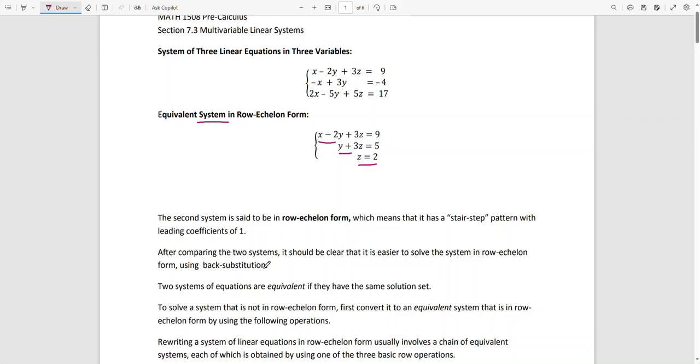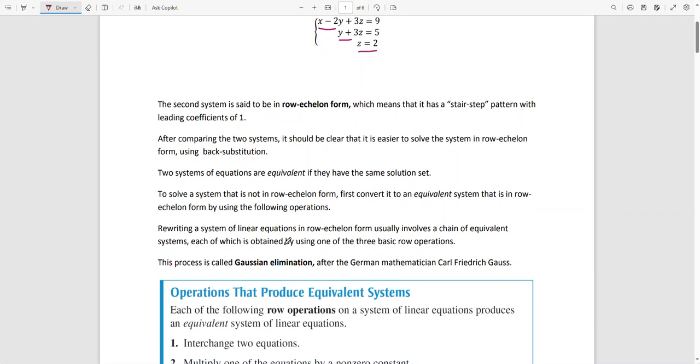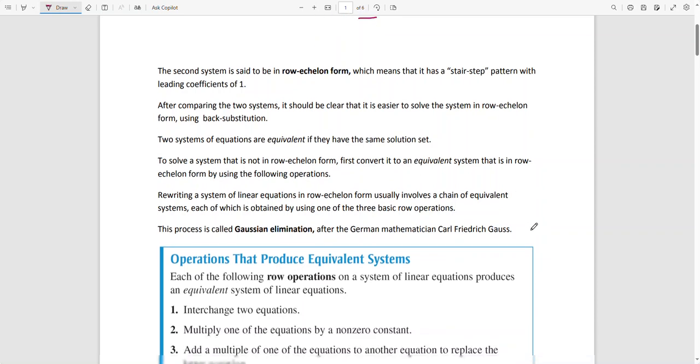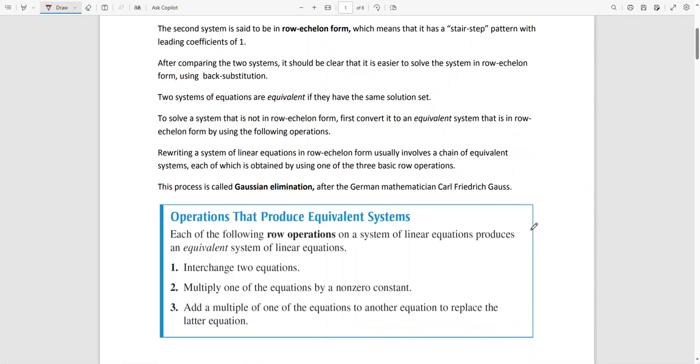Two systems of equations are equivalent if they have the same solution set, and we use operations that take our first system, using equivalent operations, equivalence manipulations, and we arrive at the second one that's easier to solve. Wow, my goodness. To solve a system that is not in row echelon form, first convert it to an equivalent system that is in row echelon form by using the following operations. You'll notice this is very similar to the elimination method. It's just generalized, and we gave it a name. The name is Gaussian elimination.